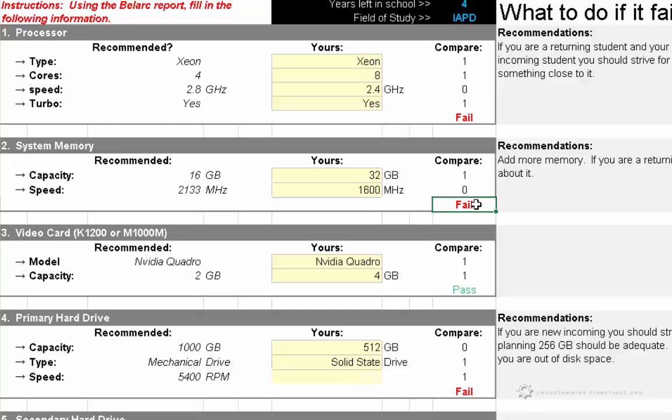The second one is system memory. I highly recommend that if your computer doesn't have 16 gigabytes of memory, you get that 16 gigabytes if your computer can take it without a huge financial expense. Down here where it talks about speed, this is really not that important if you are a third, fourth, or fifth year, but if you are an incoming second year, you want to make sure that you have as much speed as you possibly can with your memory.